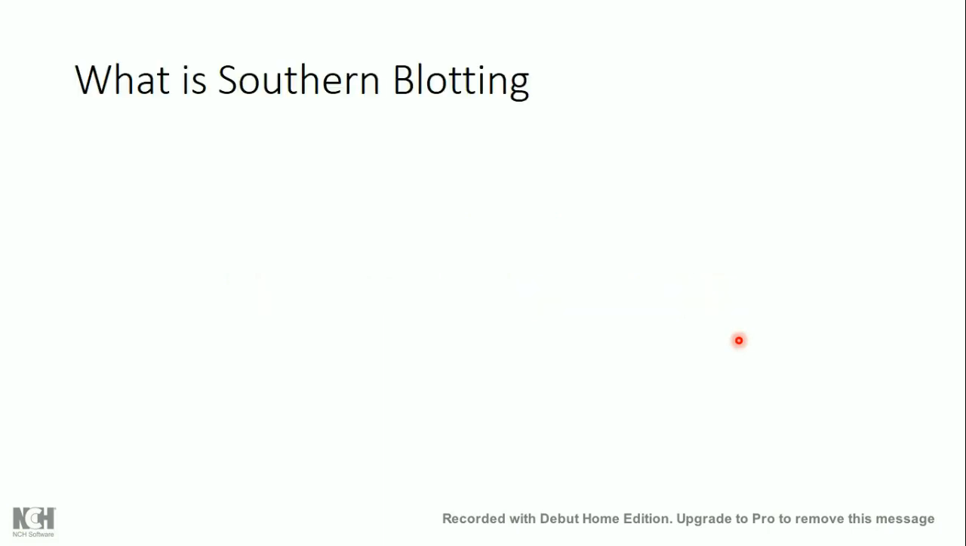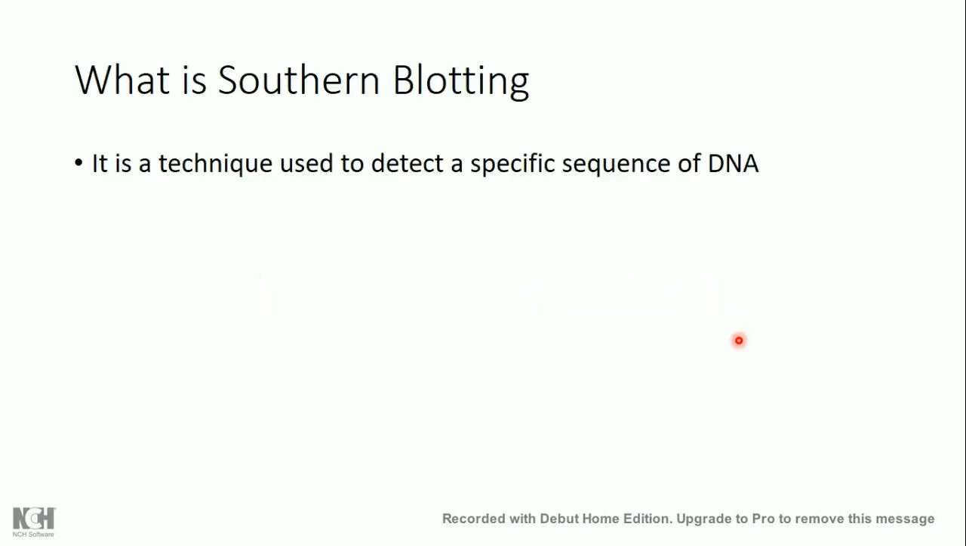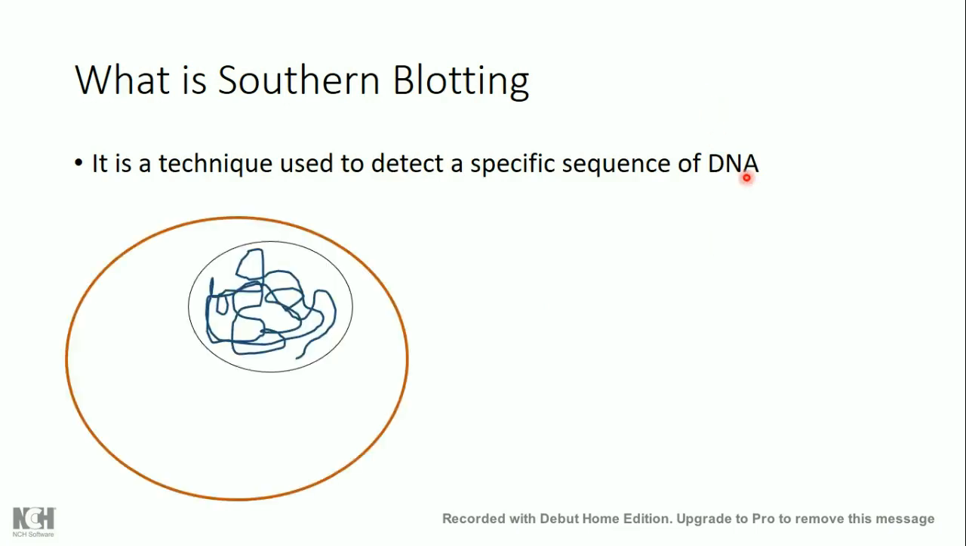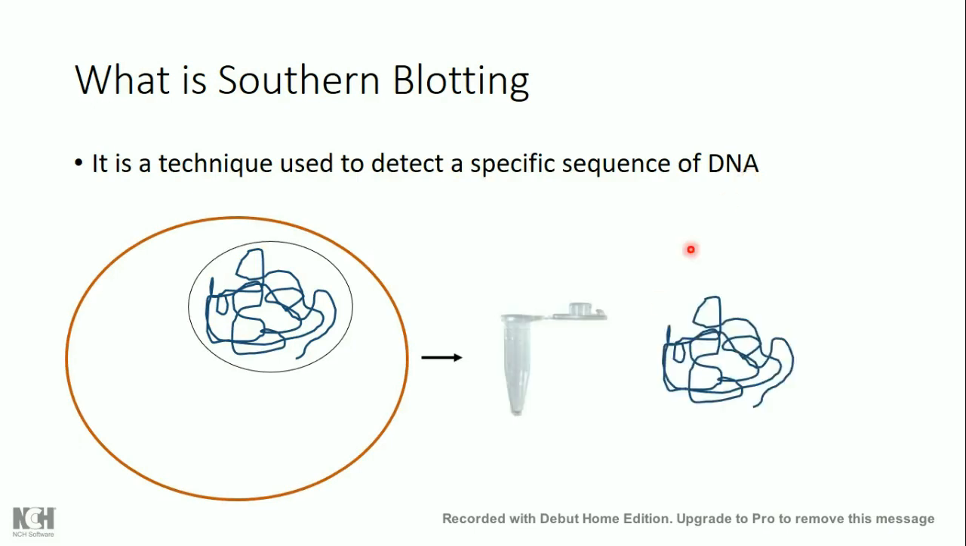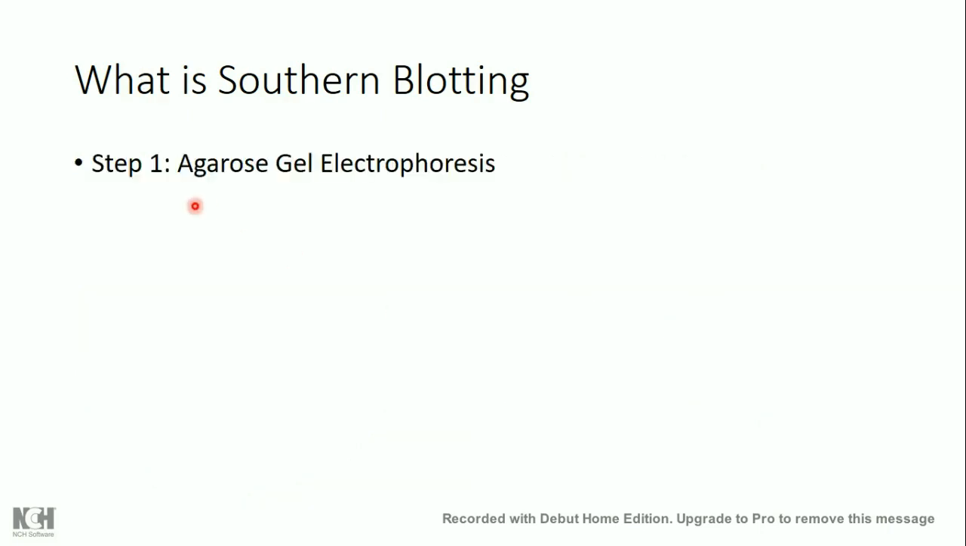As I told you, southern blotting technique is used to detect specific sequence of DNA. So say that I have a cell, eukaryotic or even prokaryotic, and then I extract the genome from this cell, so I have a genome sample. The thing is that I am interested in searching about a specific sequence in this genome, maybe a specific gene or a specific sequence I want to search about in this genome. What I should do first is that I should perform agarose gel electrophoresis.